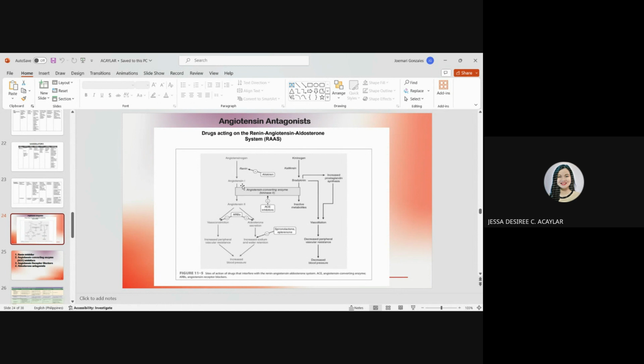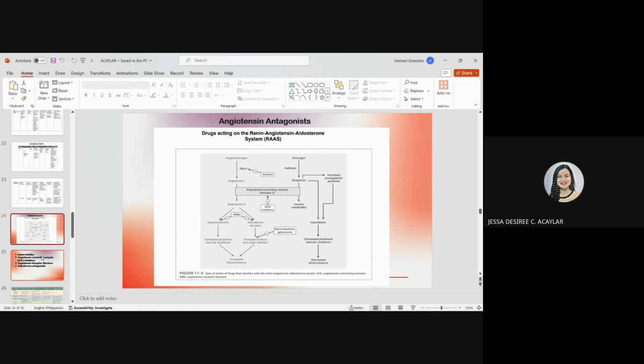Angiotensin 1 is the inactive precursor decapeptide. So, angiotensin 1 is converted to the arterial vasoconstrictor octapeptide na tinatawag natin si angiotensin 2 by endothelial angiotensin converting enzyme. Angiotensin 2 also stimulates aldosterone release. Aldosterone causes sodium and water retention, which may also elevate the BP. Yan po yung summary po ng RAAS.